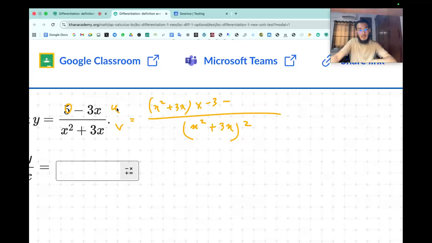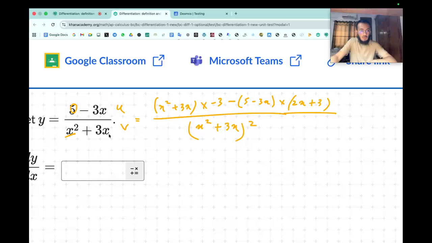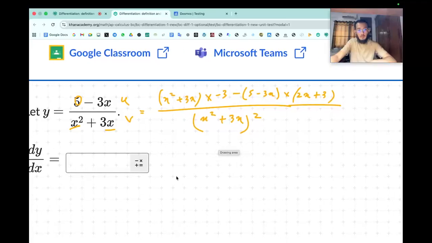minus u, the differentiation of v. When I differentiate this it is 2x, and this is 3. So v squared, v, differentiation of u, negative u, 5 minus 3x, differentiation of v. This is our answer, but we have to simplify it.